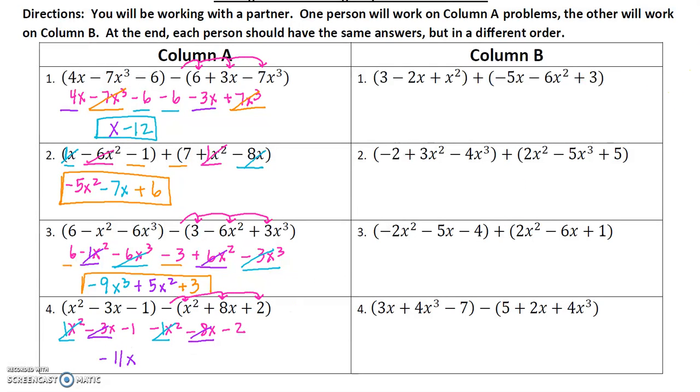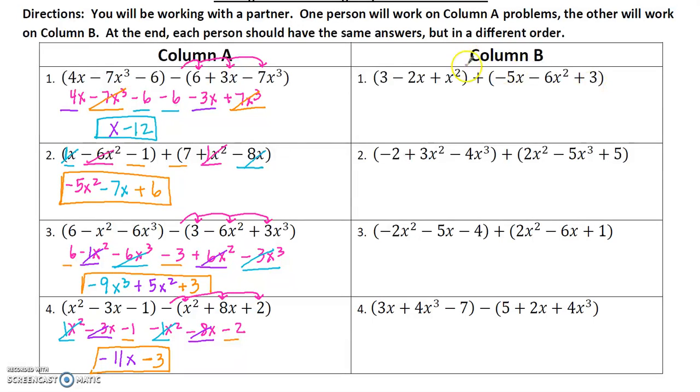And then the next step, I have numbers. So I have a negative 1 minus 2, which will give me a negative 3. So there's my answer for number 4. Okay, so now let's try column B and see if we can have a matching answer somewhere.